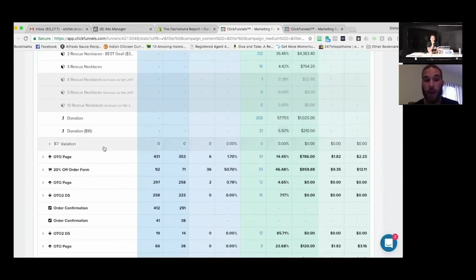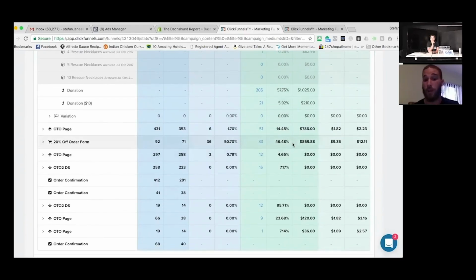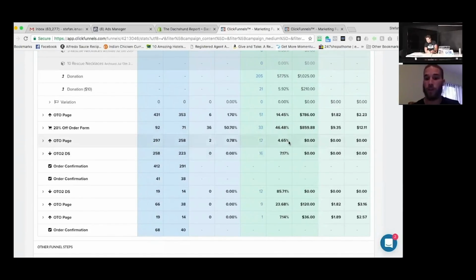Mm-hmm. So then if we go down to the one-time offer, you can see another 14% of people are taking the one-time offer, which adds another $786. You can see our 20% order form, that's another slick thing that you've taught us, which is capturing another $900 that we potentially could have lost there. Right. But here again, for our continuity, we're getting around 12% of our people to take. So that's another 12%. So that's 26. That's almost 80% of the time that someone's purchasing, another offer is being taken.